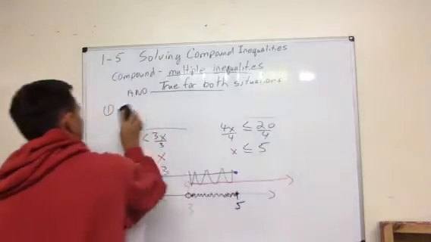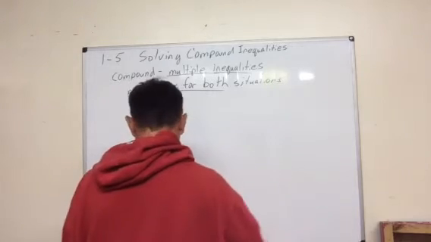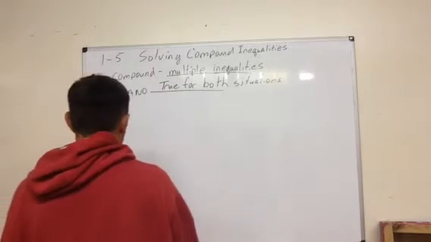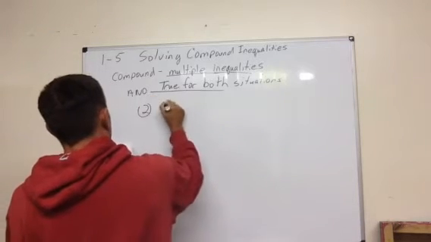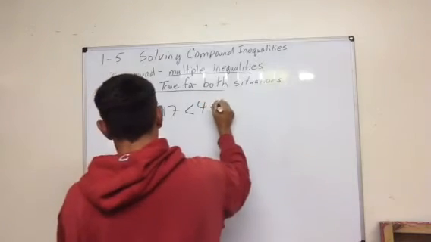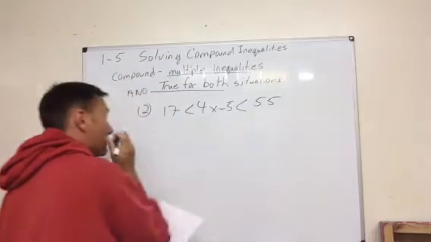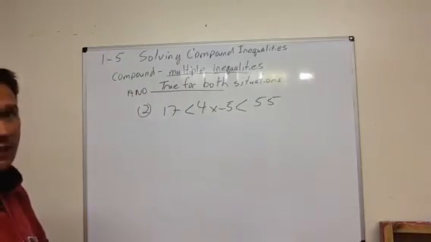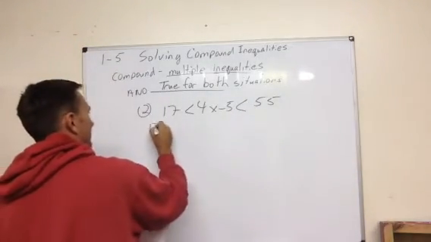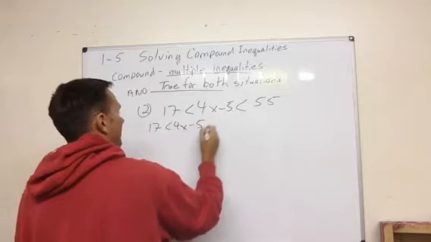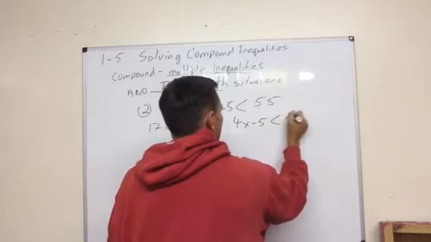Number 2. Now if you look on your notes, number 2 is written a little bit different. And a lot of times the "and" problems are written this way. We have 17 < 4x - 5 < 55. So you're like, how do I get 2 problems out of that? We're going to rewrite this. We're going to count this as 17 < 4x - 5, and we're going to repeat this 4x - 5 < 55.